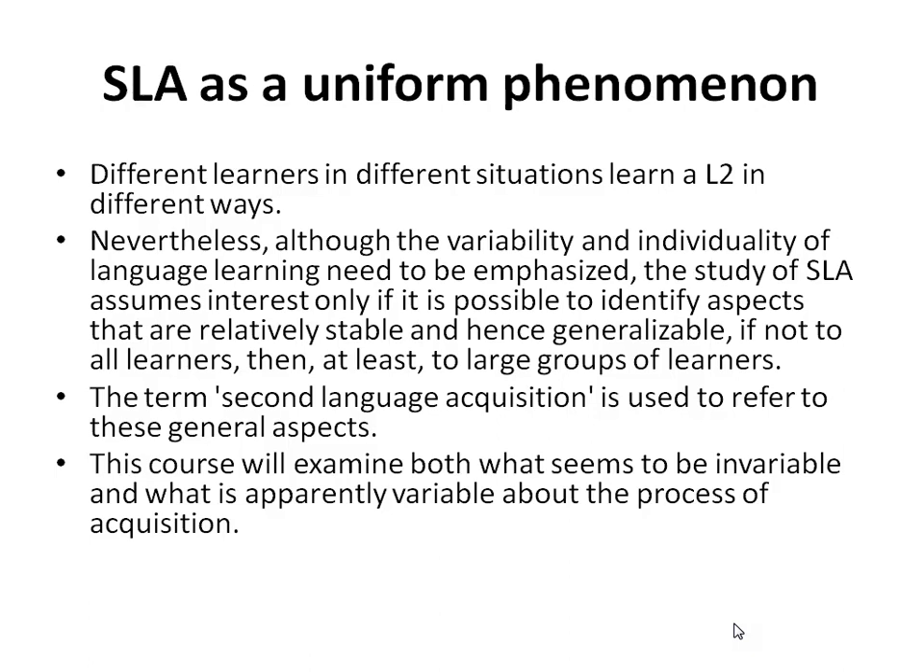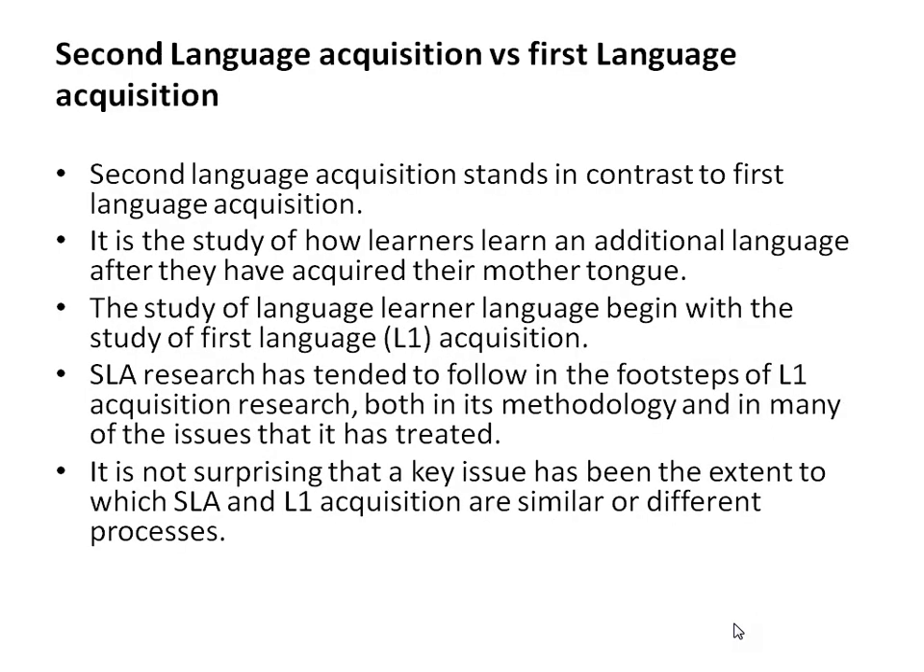Here, this course will examine both what seems to be variable and what is apparently variable about the process of acquisition. And second language acquisition versus first language acquisition, we have talked about this. An adult learner can learn in a way similar to a child. First language acquisition happens to a child, but for the adult, that would be second language learning, that wouldn't be second language acquisition.